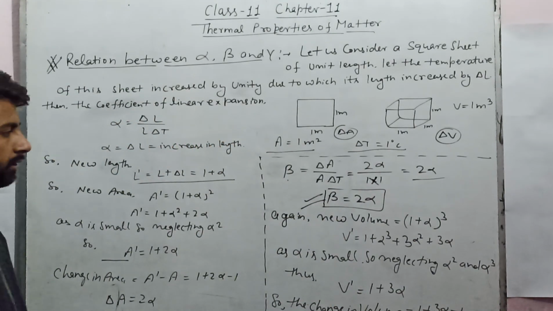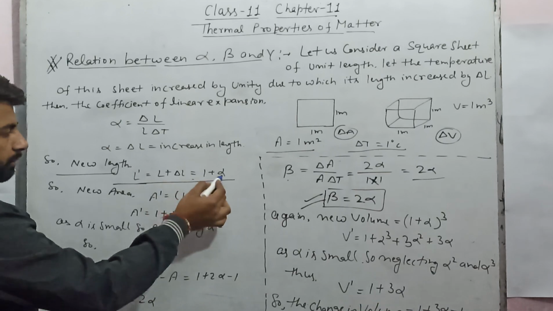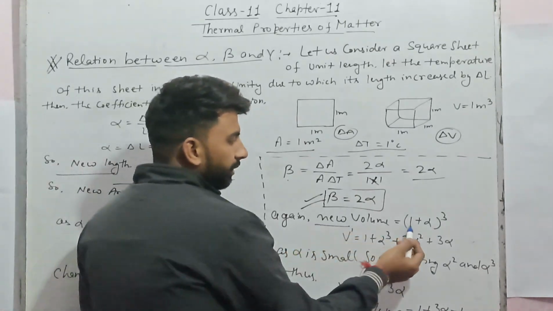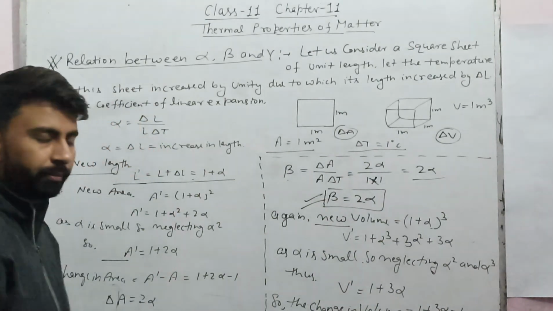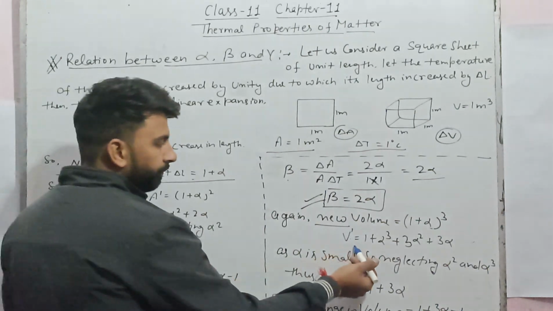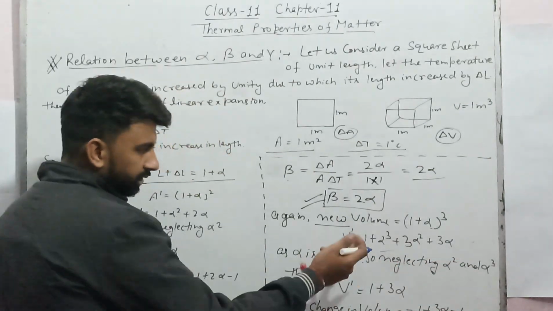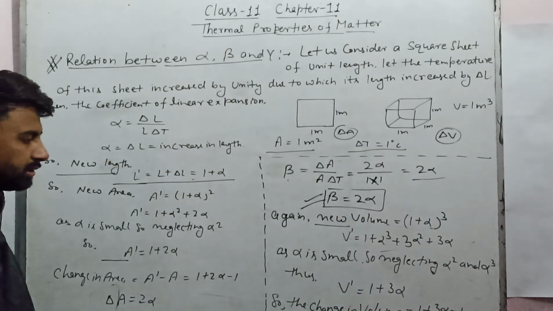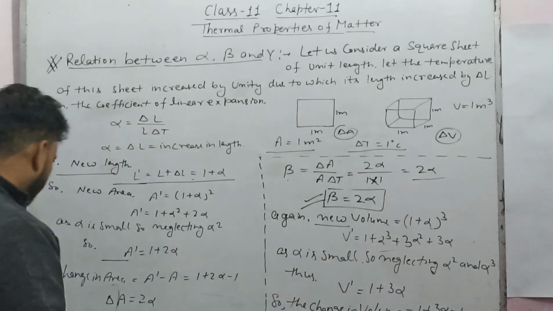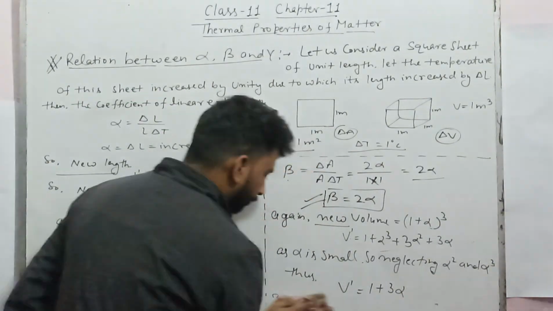Clear? Now again, as we know that the new side or new length of this cube or this metal sheet is equals to 1 plus alpha, so the new volume is (1 plus alpha) cube. So V dash is equals to 1 plus alpha cube plus 3 alpha square plus 3 alpha, because we know that (A plus B) whole cube is equals to A cube plus B cube plus 3A square B plus 3AB square. So according to this, we open this series. As alpha is small, so neglect alpha square and alpha cube. This means alpha cube वाली जो टर्म्स है उनको हम neglect कर देंगे. Thus the new volume V dash is equals to 1 plus 3 alpha. This is the new volume of the cube.